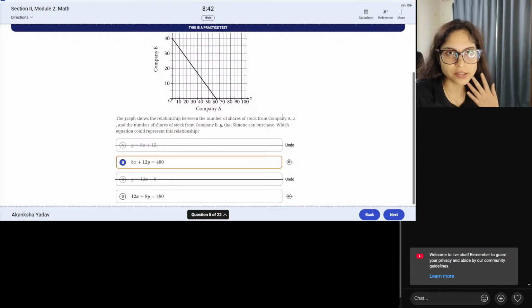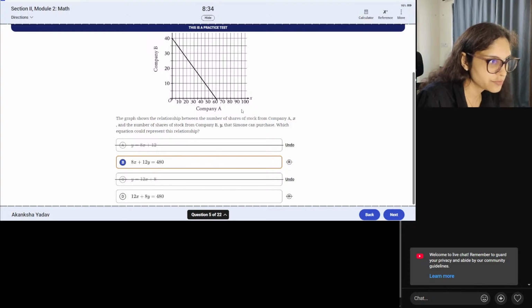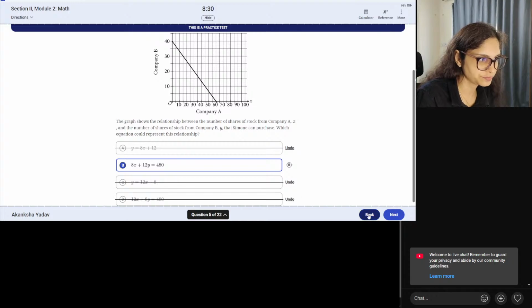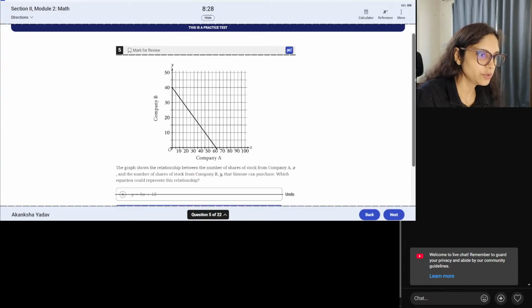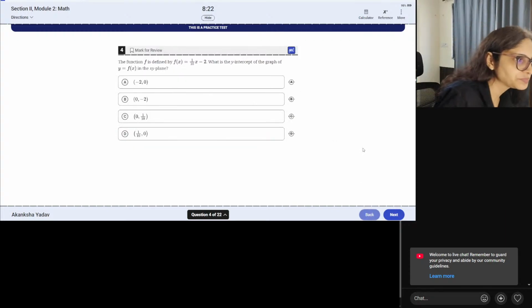So I'm just finding out the x-intercept and y-intercept. So 12 and 8 are gone. So the y-intercept should be 40, so 480 divided by 12 is 40. 480 divided by 8 is 60, so that is also gone. If you want, you can just plot all these graphs also and check, but I don't like that method, so I'm not doing it.